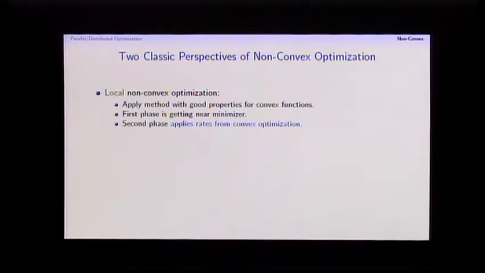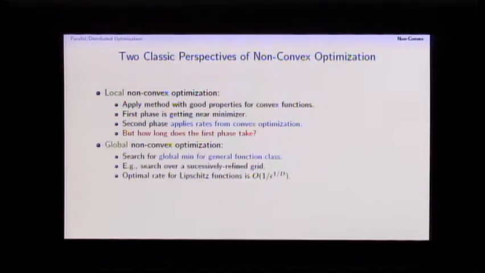All right, so some classic perspectives on non-convex optimization. One is the local perspective: even though I have a non-convex problem, I'm just going to apply a method that has good properties for convex functions and hope for the best. The classic way to do this is you have a first phase where you get near a minimizer, possibly a local minimizer, and then the second phase is, well, now that I'm near a minimizer, this looks like a convex function, so I'll just apply my analysis for convex functions. That shows up in a lot of textbooks. But of course, you need to know how long the first phase takes, and you also need to think about the quality of the minimizer you get to.